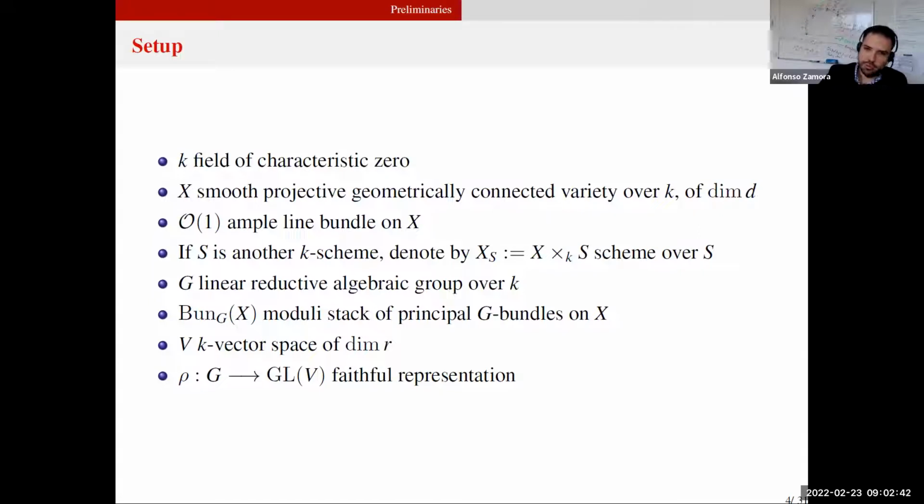The data of the group will be encoded in a representation. So ρ is a representation from G into GL(V), where V is a K-vector space of dimension r. And I remark that the representation has to be faithful. So G goes faithfully into GL(V) for the objects I'm going to consider.